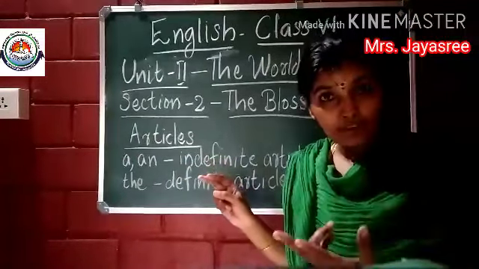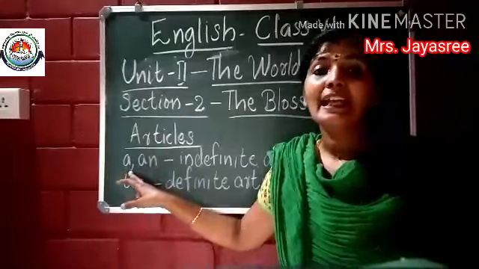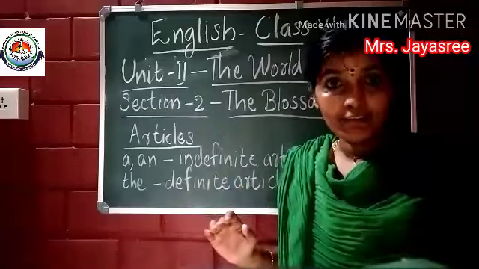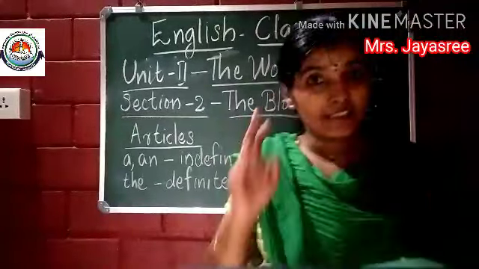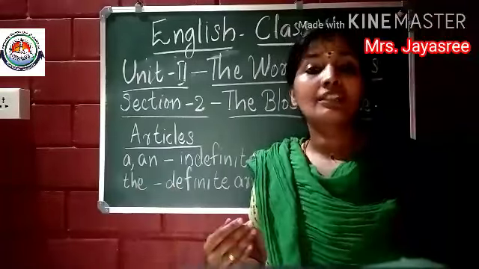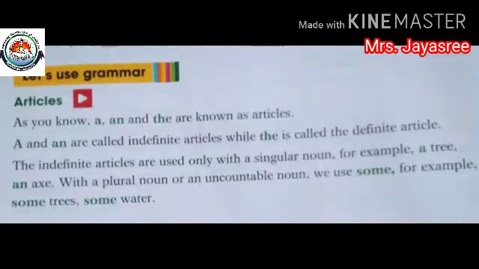There are two types of articles. The first one is indefinite articles. A and an are the indefinite articles, and the is the definite article, that is the second type. I'm going to continue the lesson now. Listen to me now. You have already learned about articles. A is an article, an is an article, the is an article.